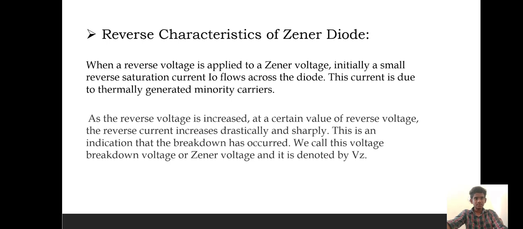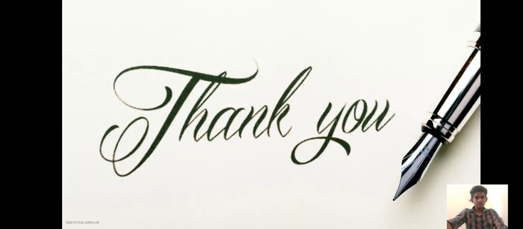Reverse characteristics of Zener diode. When a reverse voltage is applied to a Zener diode, initially a small reverse saturation current I0 flows across the diode. This current is due to thermally generated minority carriers. As the reverse voltage is increased, at a certain value of reverse voltage, the reverse current increases drastically and sharply. This is an indication that the breakdown has occurred. We call this voltage the breakdown voltage or Zener voltage, and it is denoted by Vz. That's all about my topic.